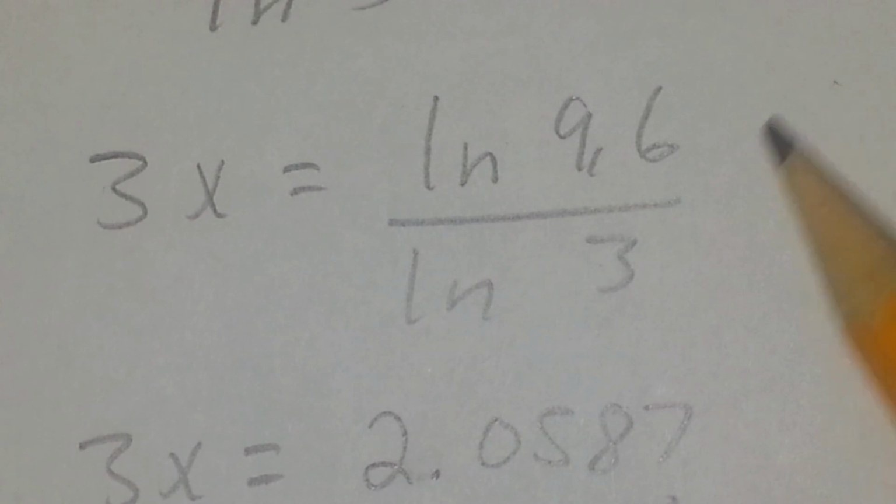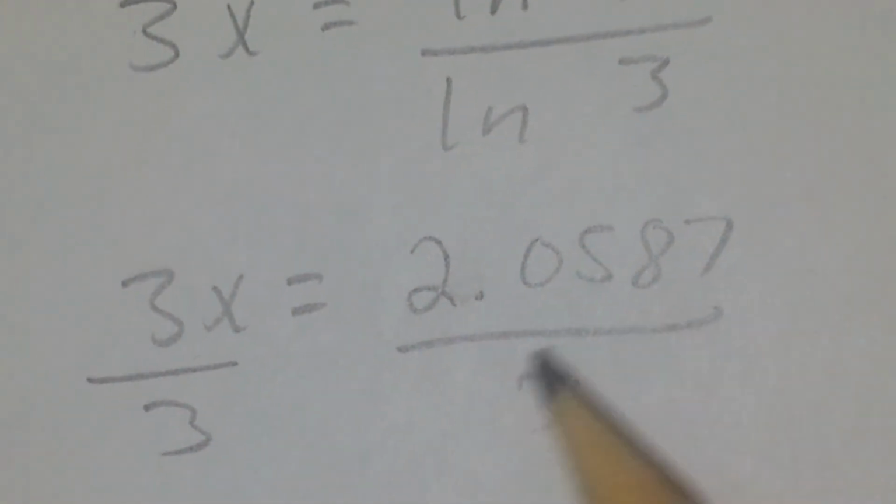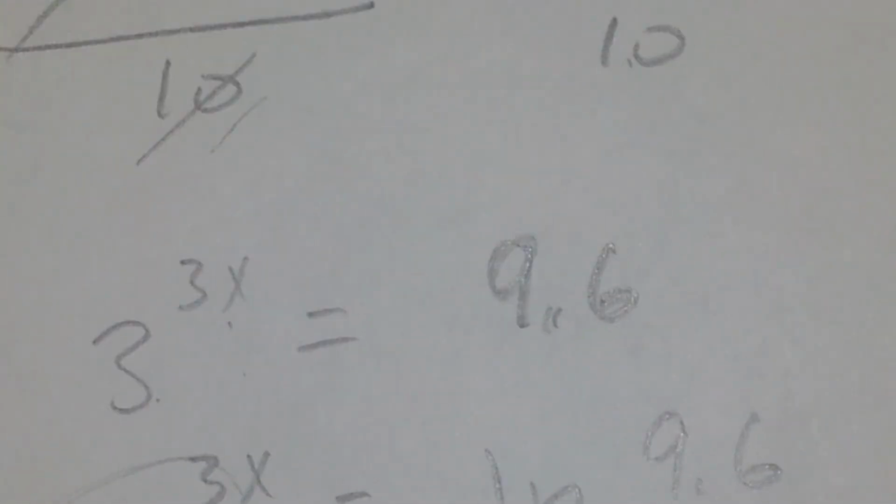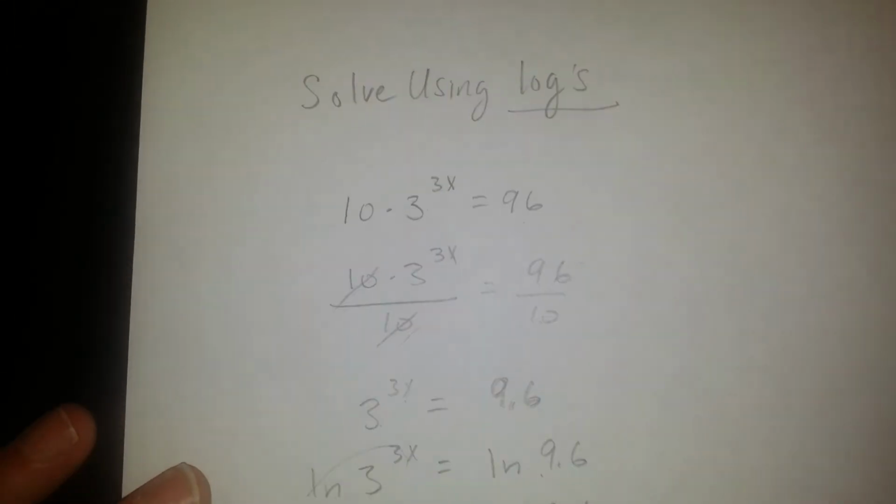And that's what we just did. But that's 3x equals that, so I divide both sides by 3, and I get 0.686.